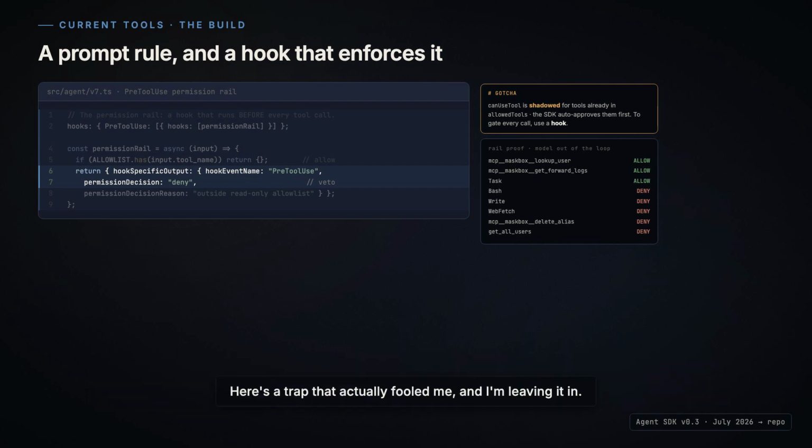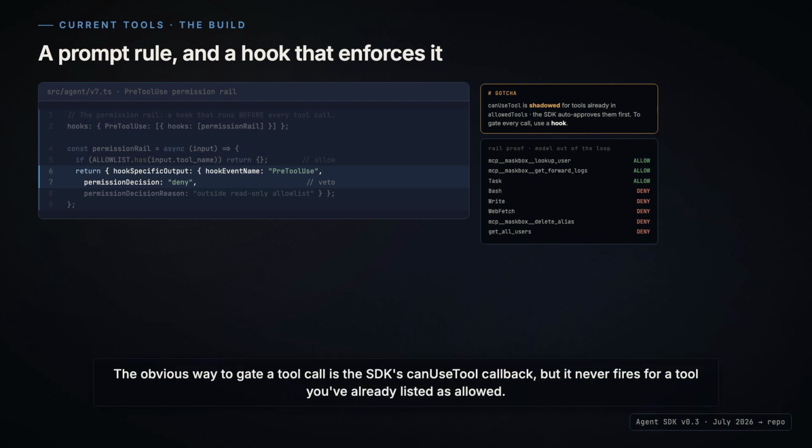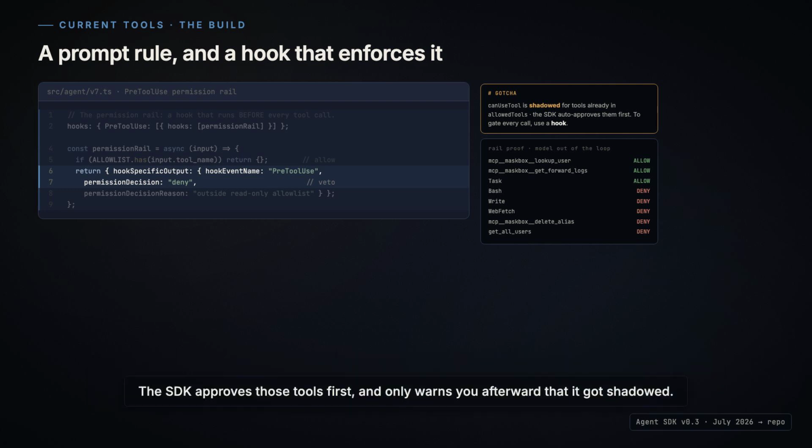Here is a trap that actually fooled me, and I'm leaving it in. The obvious way to get a tool call is the SDK's canUseTool callback, but it never fires for a tool you've already listed as allowed. The SDK approves those tools first and only warns you afterward that it got shadowed. So if you want a gate with no exceptions, it has to live in a hook, not in canUseTool. Same idea as before, just wired into the right place.